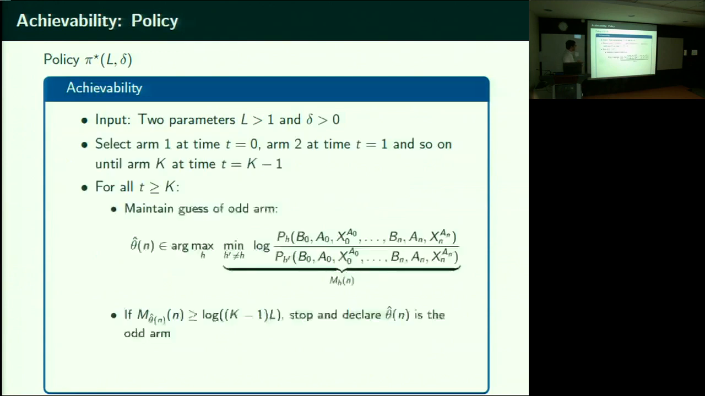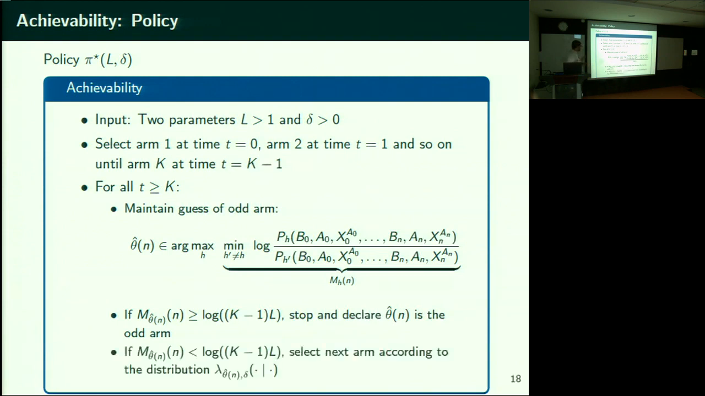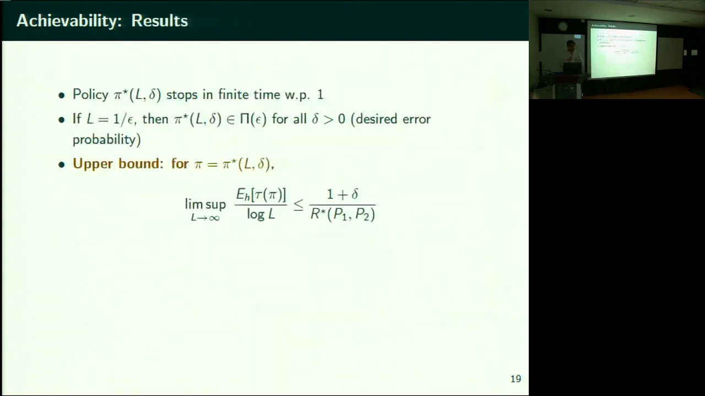Just take that policy and then do a simple log likelihood ratio based test, wherein you maintain a guess of what the odd arm is at each time. You look at the test statistic of that particular arm against all the other arms. If that test statistic has exceeded a certain threshold, you are very confident that that is your true odd arm, so you stop and declare it. Otherwise, you take one more sample, and you take the next observation according to a certain distribution that depends on your guess of the odd arm. I was very fast here, but essentially this is a version of the generalized likelihood ratio test, and for this we are able to show an upper bound.